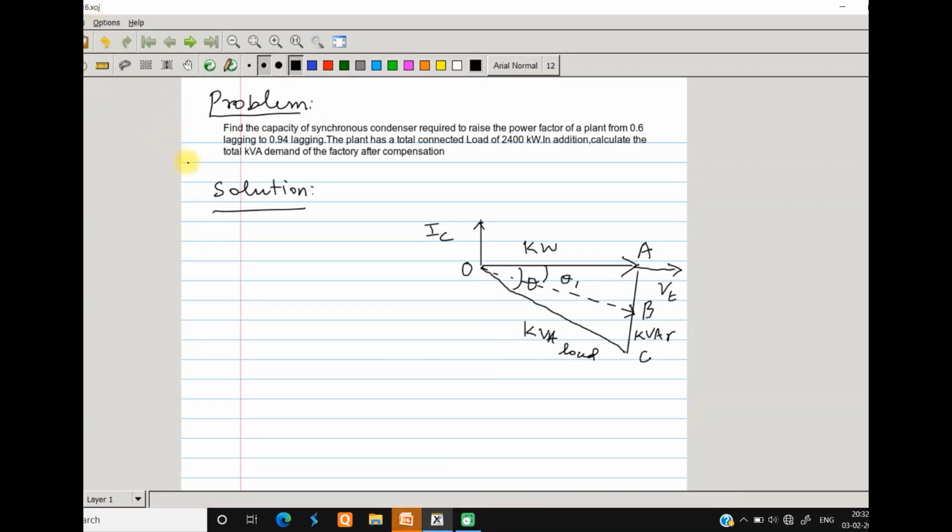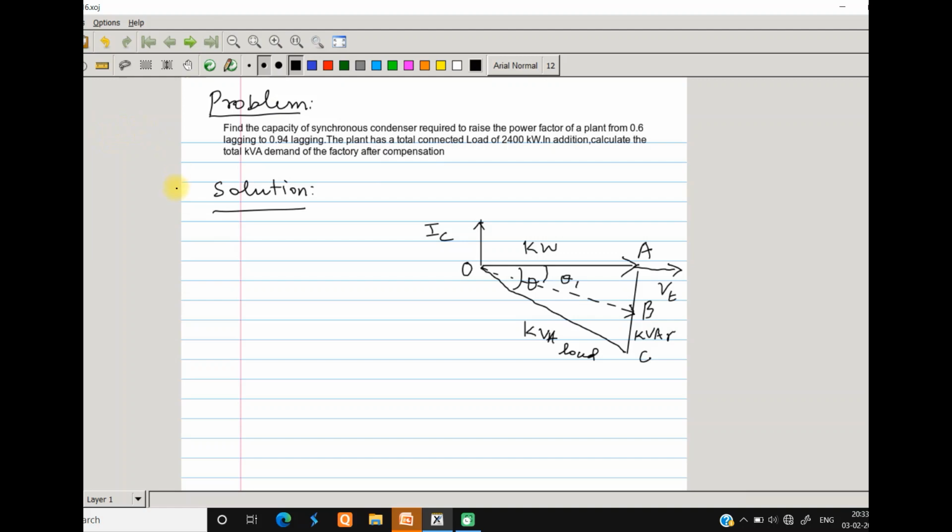So here we have a problem. Find the capacity of the synchronous condenser required to raise the power factor of a plant from 0.6 lagging to 0.94 lagging. The plant has a total connected load of 2400 kilowatt. In addition, calculate the total kVA demand of the factory after compensation. So what they have given is that we are going to connect a synchronous condenser in order to raise the power factor of one plant from 0.6 to 0.94.